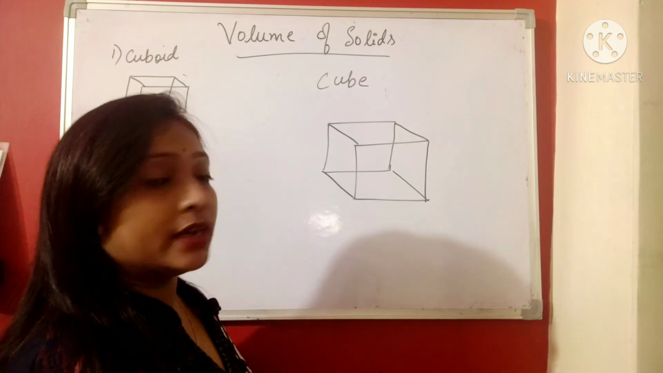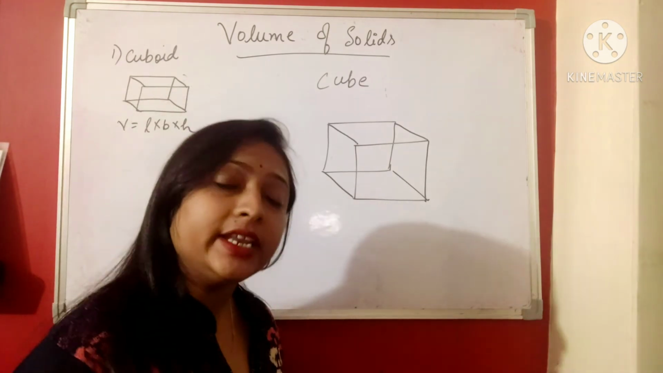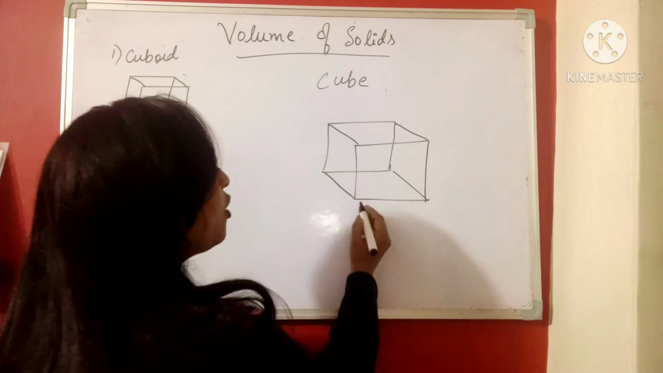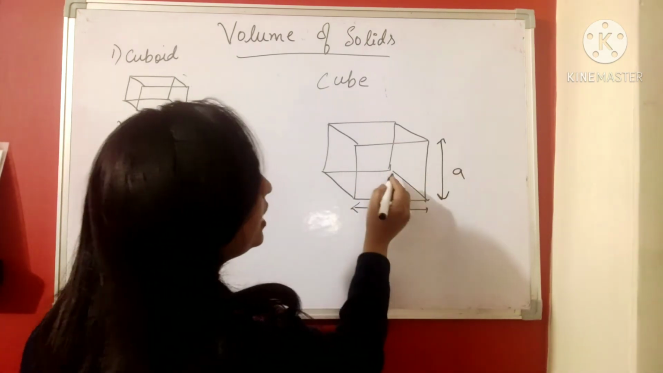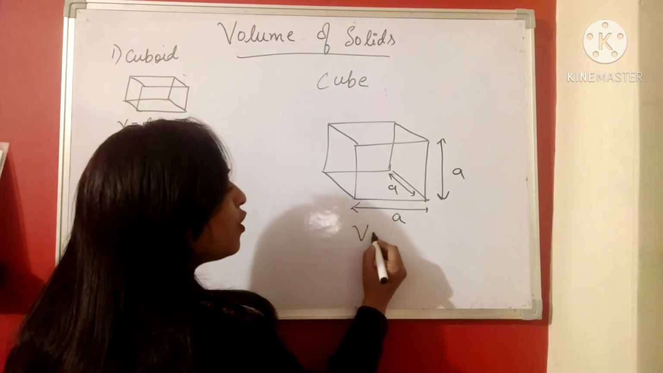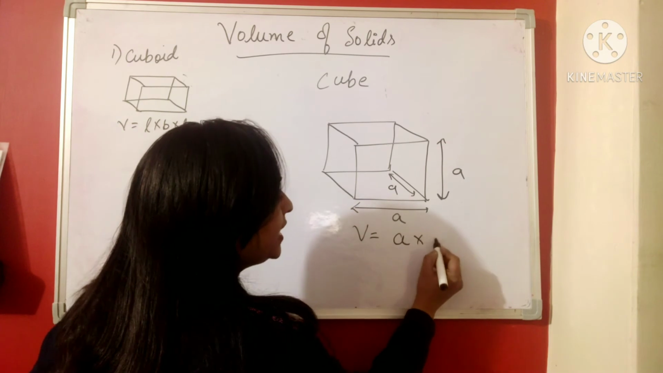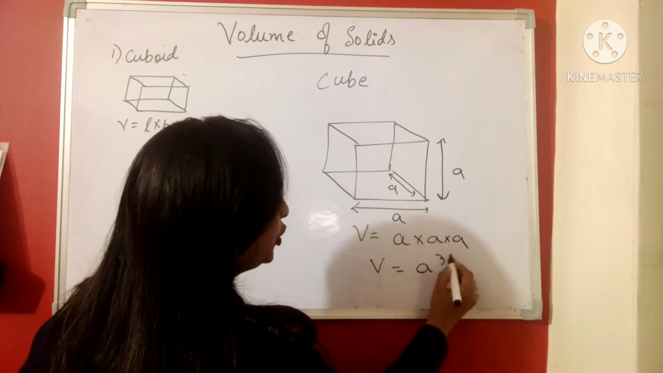Our next solid figure is a cube. We all know that cube is a 3D form of a square of any side. Suppose this side is a, this side is also a, and this much is also a. Then the volume of any cube becomes a into a into a, that means a cube.